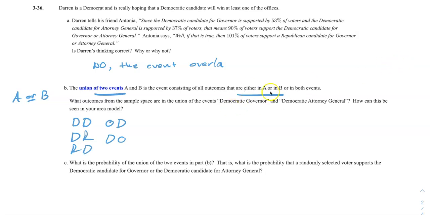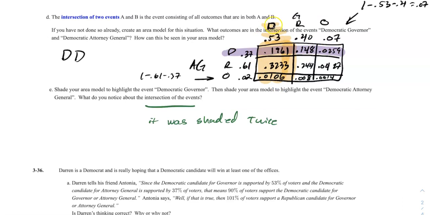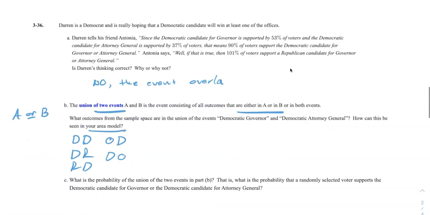How can it be seen in the area model? So that is all of these, right? So Democrat, it's the column and row of Democrats. See here, this is a column of Democrats, and that's the row of Democrats, and all those would be an OR. So in the area model, it's the row and column of Democratic.